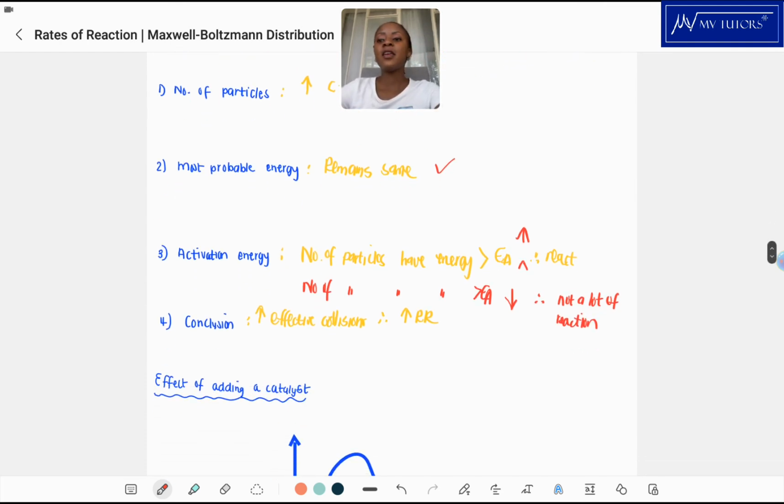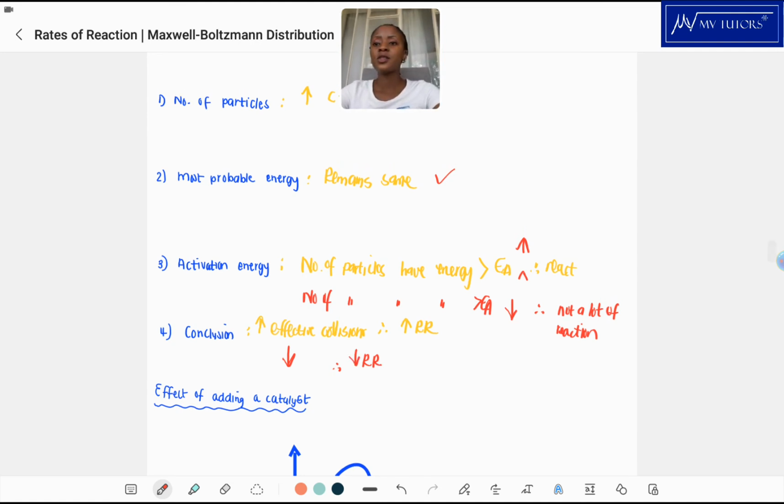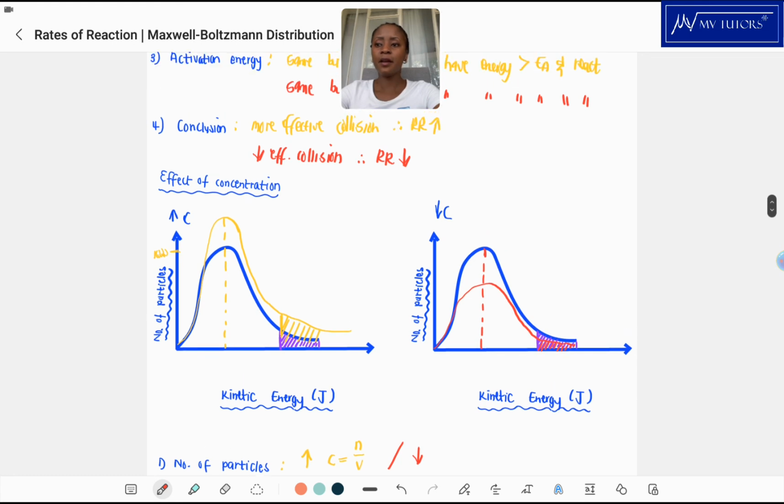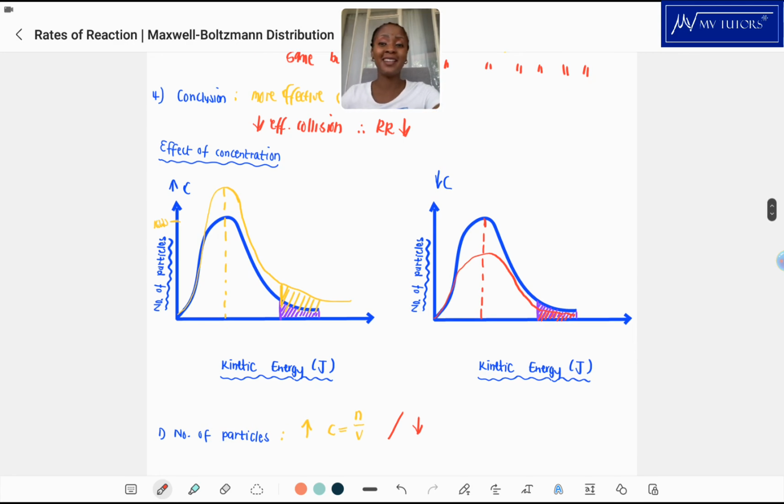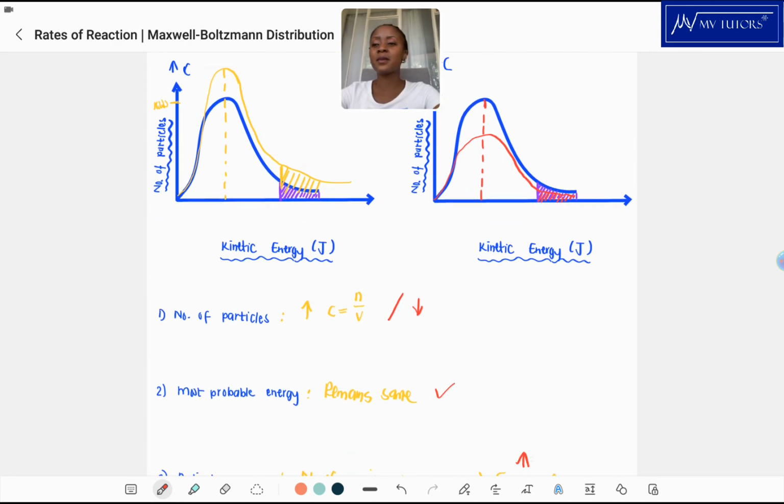What can we conclude? The effective collisions have decreased, therefore the rate of reaction would have decreased as well. So this is basically how it looks when you have decreased concentration. You have taken away some of the particles.